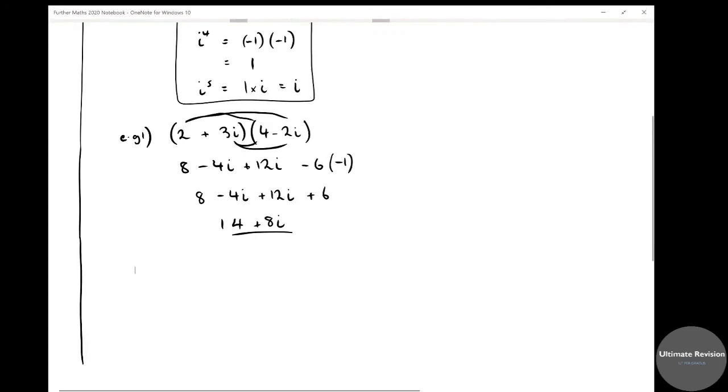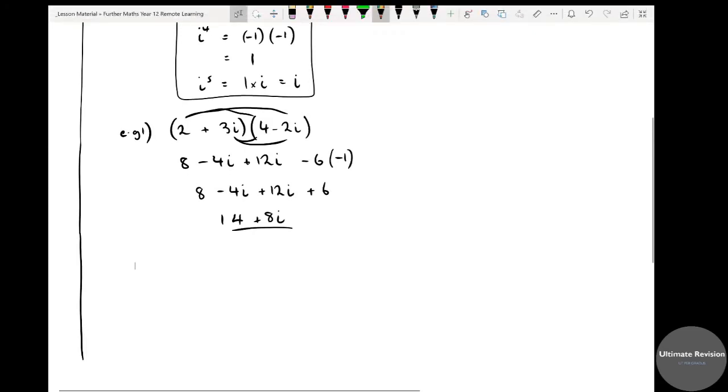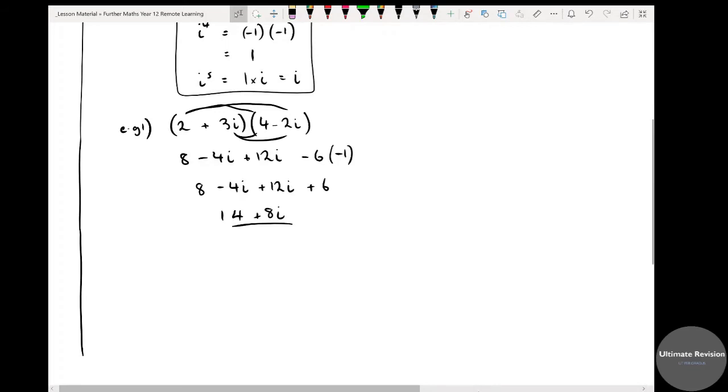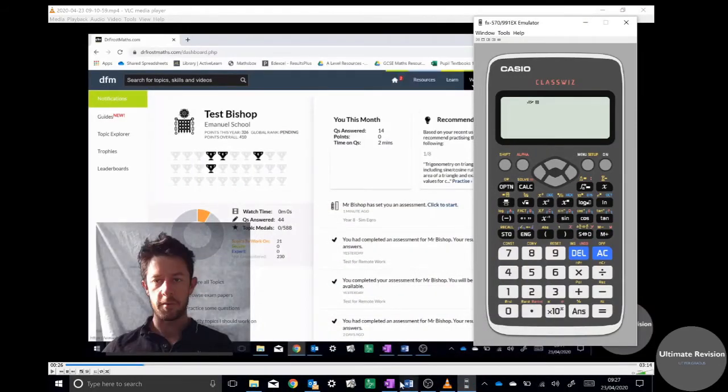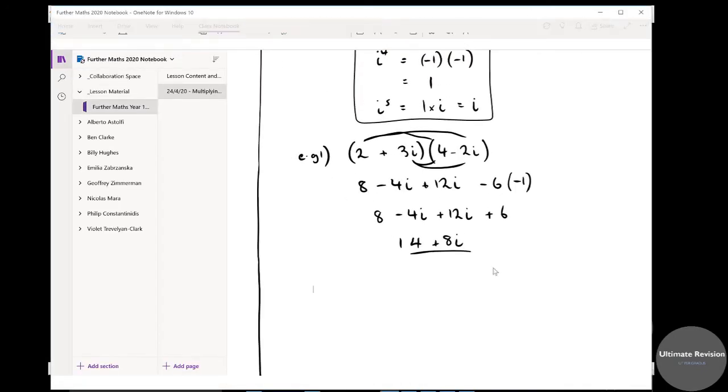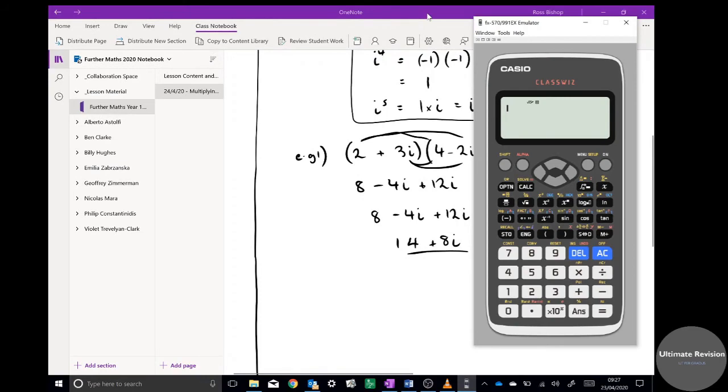Now, you can do this on the calculator as a check. I'm going to show you how to do this. You'll find this pretty cool. I've got an emulator here. Where is it? There we go. Sorry, technical issues here.